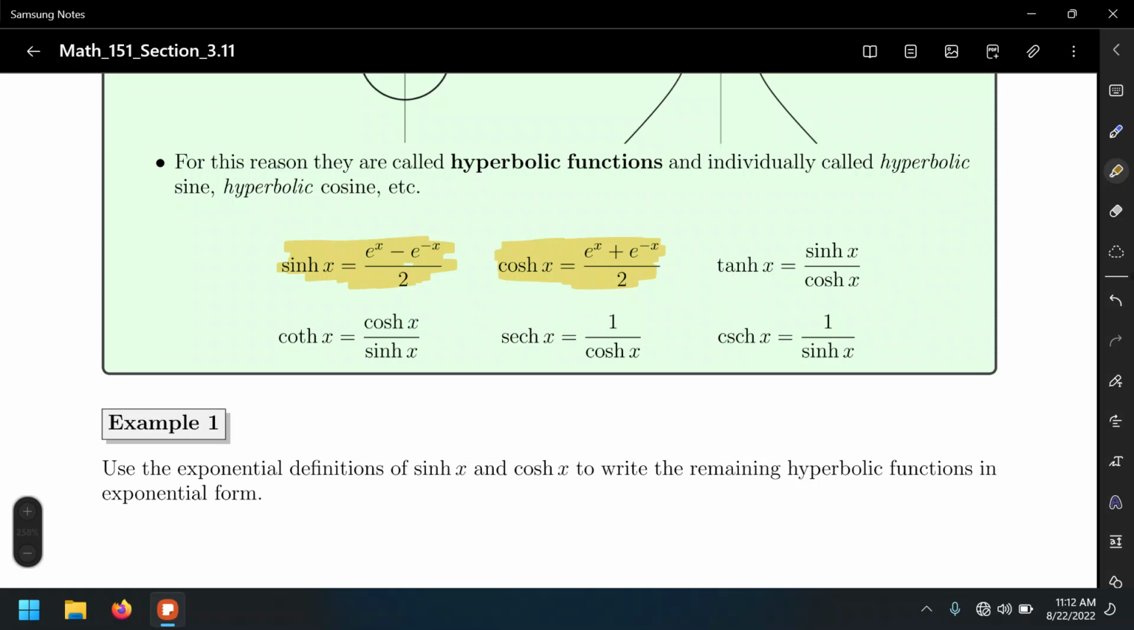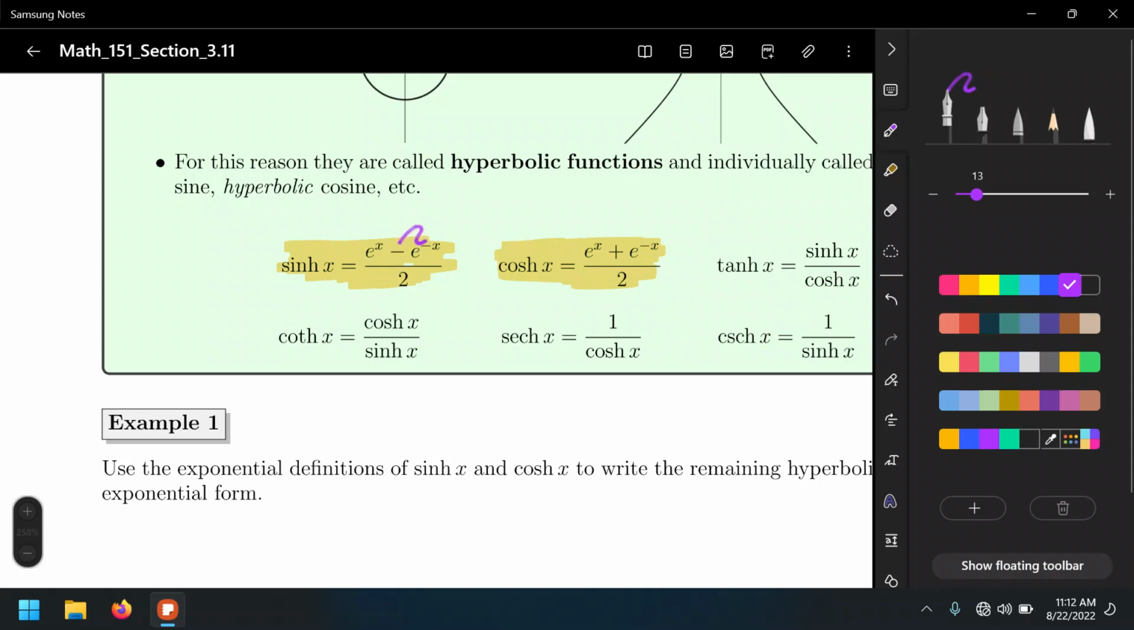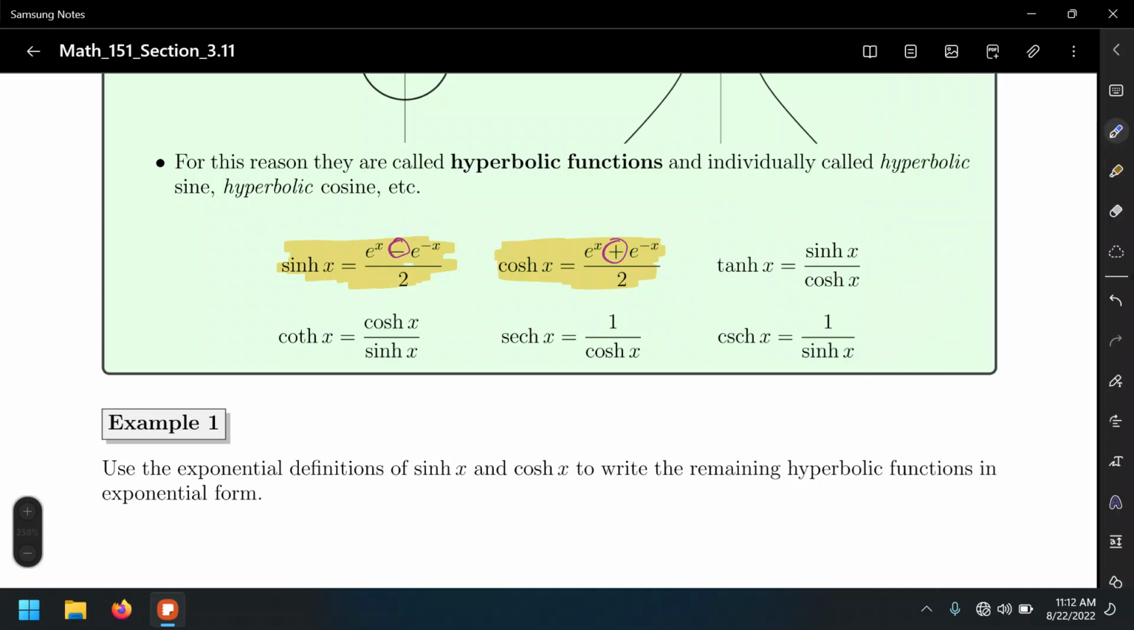They both contain e to the x. They both contain e to the negative x. However, the main difference here is that the sinh function has a negative sign in between, and the cosh function has a plus sign in between. So this will have certain analytic implications that we're going to look at on the next page. Well, you'll see.